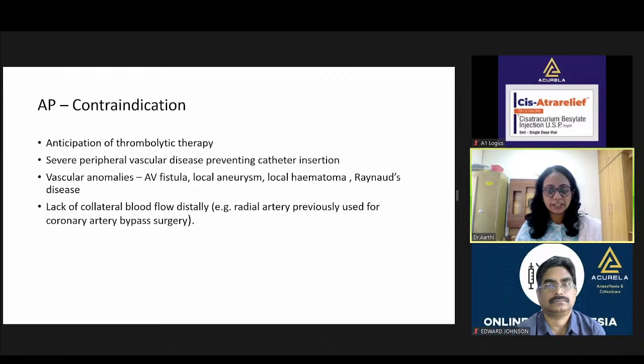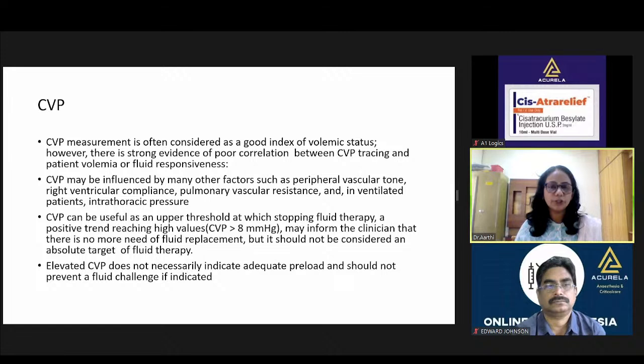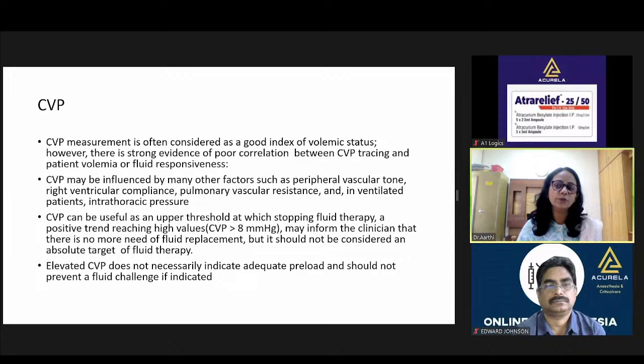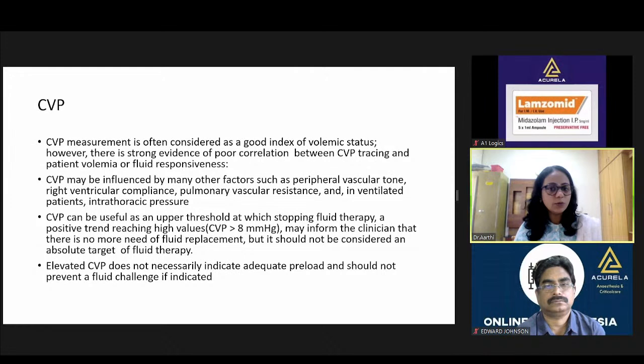So coming to central venous pressure monitoring. Central venous pressure is often considered a good index of volume status. However, there is strong evidence of poor correlation between the CVP tracing and the patient's volume status or fluid response. But still, we use central venous pressure monitoring in both surgical and critically ill patients because of the following reasons.